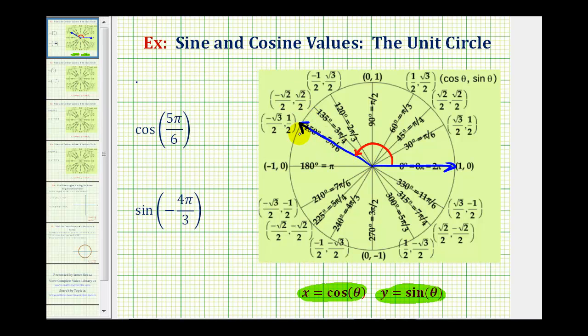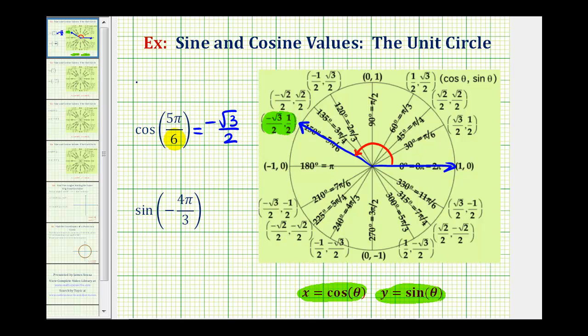Notice how the x-coordinate is equal to negative square root 3 divided by 2, and the y-coordinate is equal to positive 1/2. Because we're looking for the cosine function value, we want the x-coordinate. Therefore, cosine 5 pi over 6 is equal to negative square root 3 divided by 2.